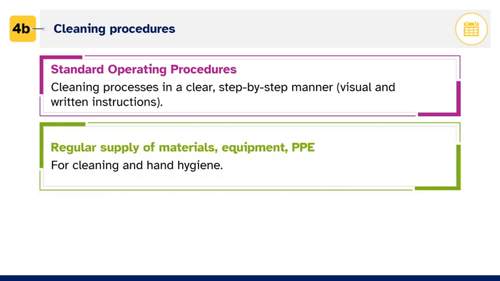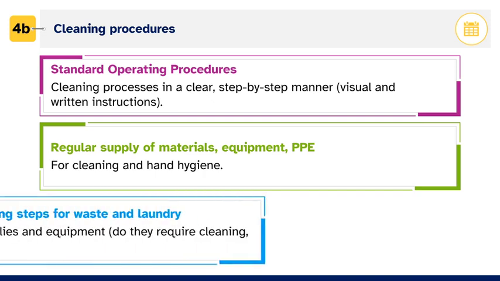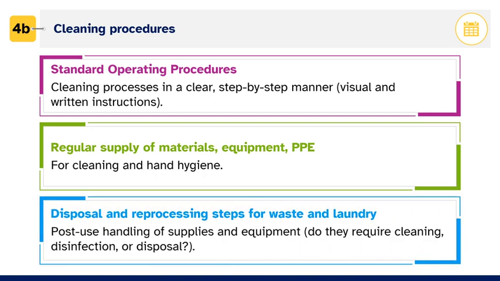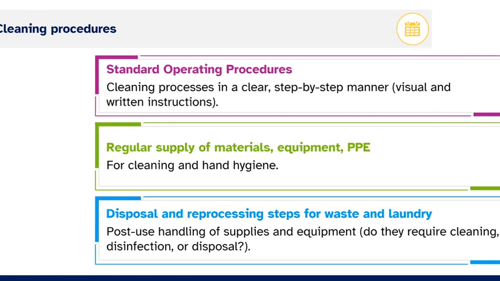A regular supply of cleaning materials, equipment, and PPE, along with hand hygiene supplies, is required. SOPs must also cover the safe disposal and reprocessing of materials, including waste and laundry, and the post-use handling of supplies and equipment, whether they require cleaning, disinfection, or disposal.